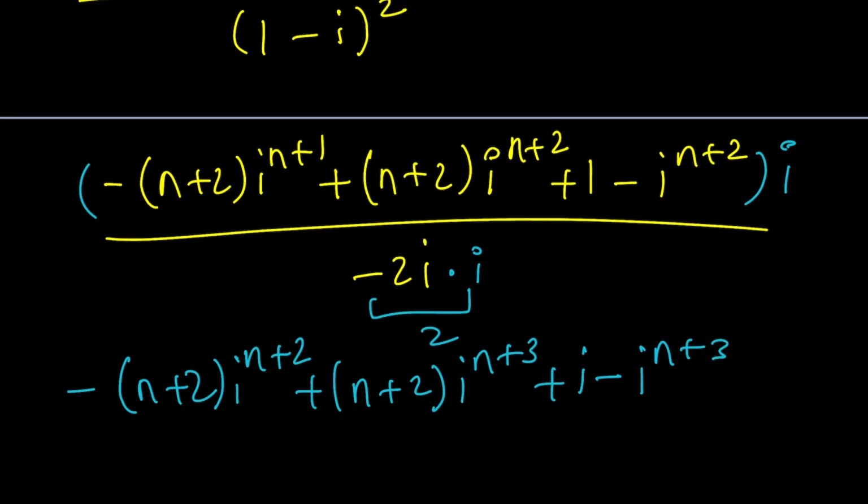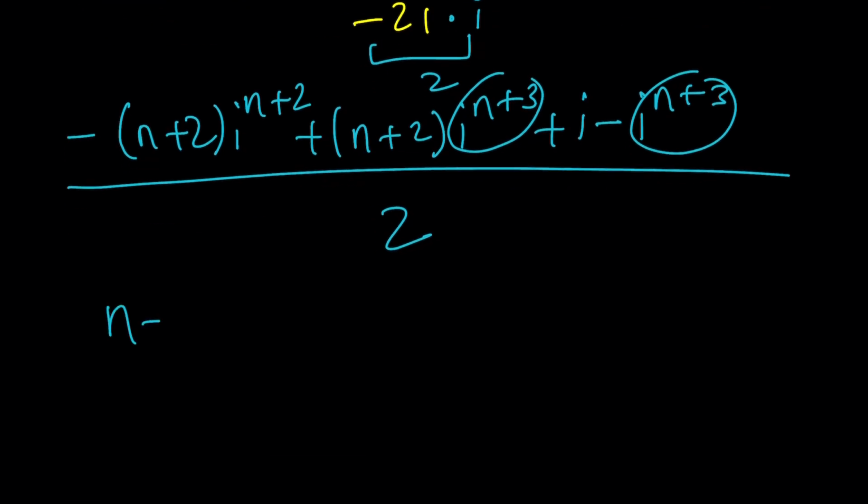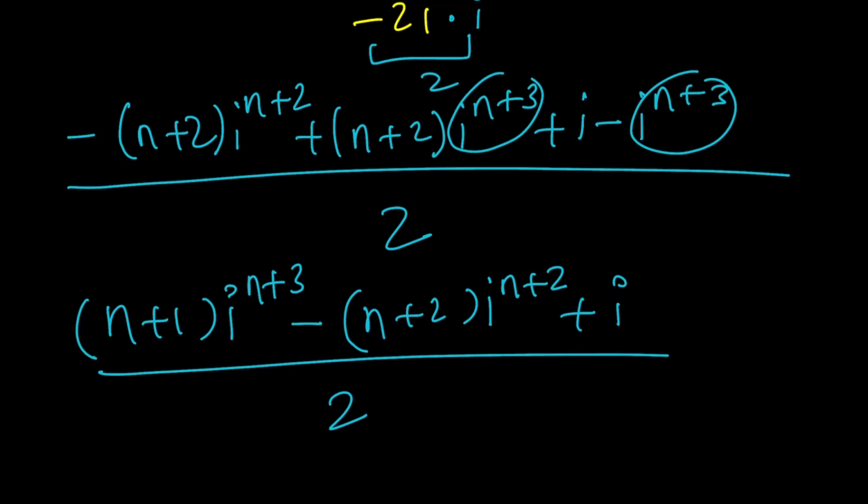Okay, here we go. Now, here's what I can do. I can combine these two things because they have the same power of i. n plus 2 minus 1 is n plus 1. So let me write that first. n plus 1 times i to the power n plus 3 minus n plus 2 times i to the power n plus 2 plus i, divided by 2. And guess what? That should be the answer.